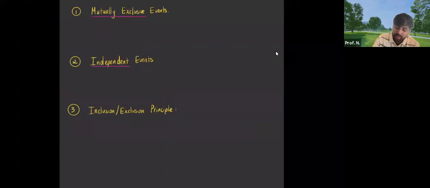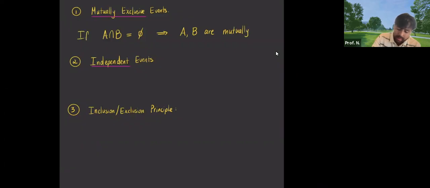So mutually exclusive means that if you have the intersection of A and B, it's the null set. This implies that A and B are mutually exclusive, or also known as disjoint. So if this, then this. AKA disjoint.